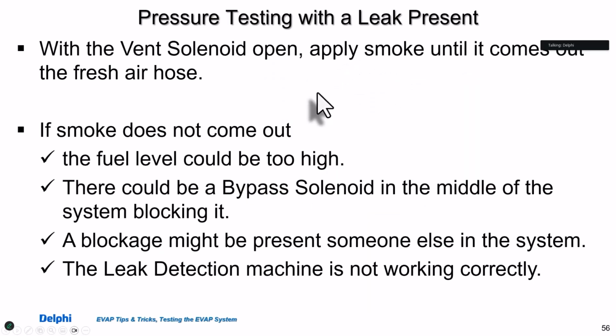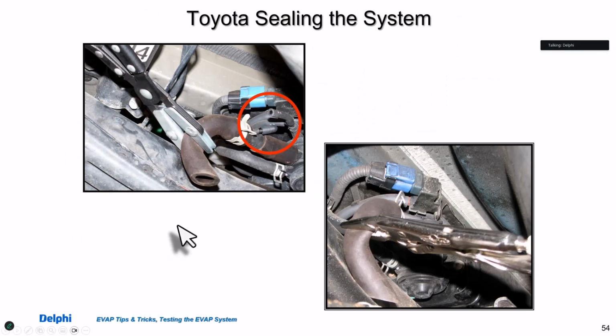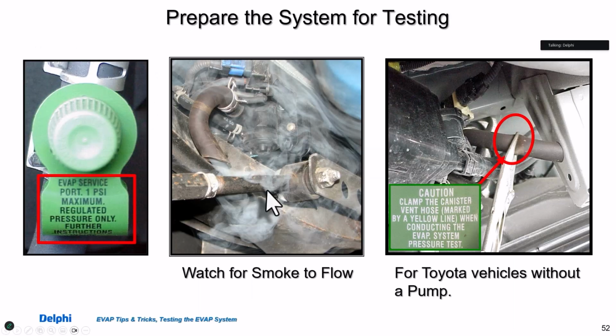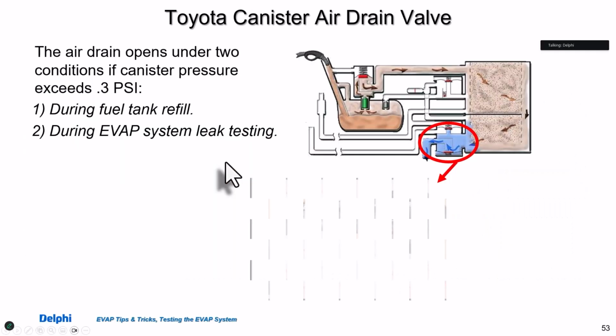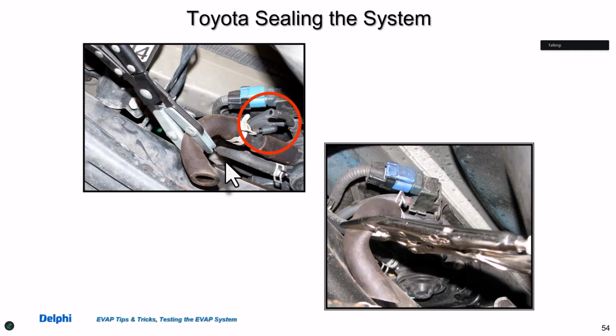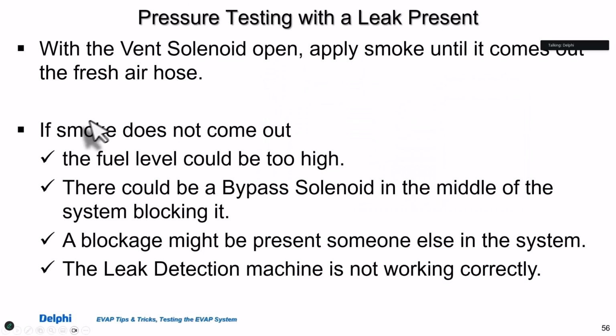Okay, pressure testing with a leak present. With the vent open, apply smoke to the system till it comes out the fresh air hose. That's what I was showing you here. You want to see this right here on all cars. Now, when you get to that point, if smoke does not come out, it could be that you're 100% liquid in the tank. It's harder to get it out because there's no expansion in there. So make sure the fuel level's down a little bit.